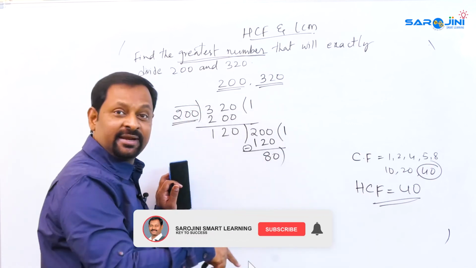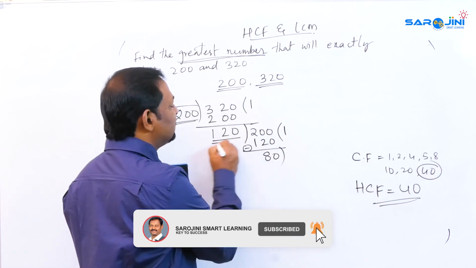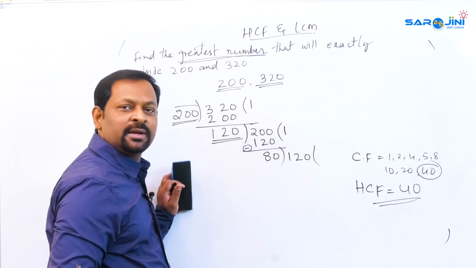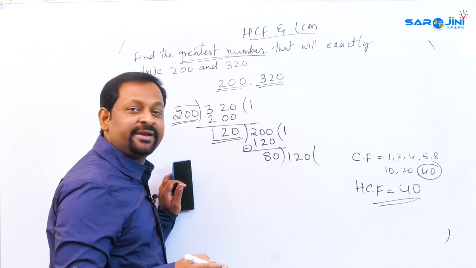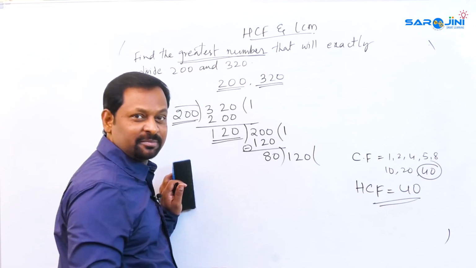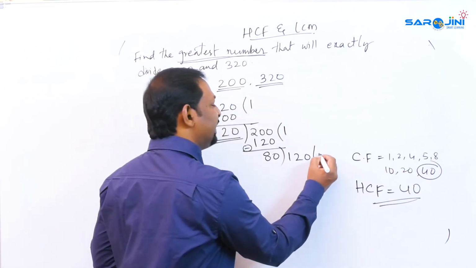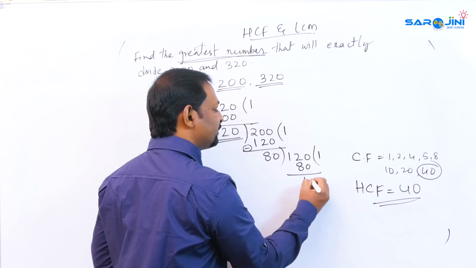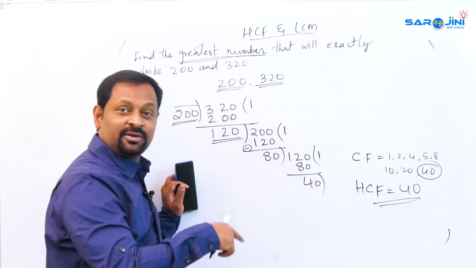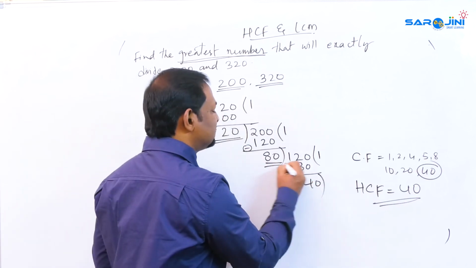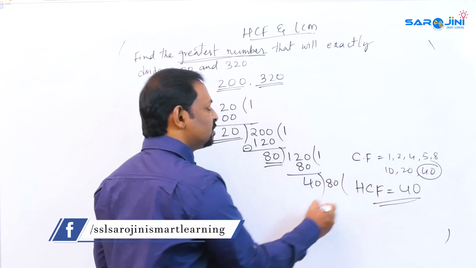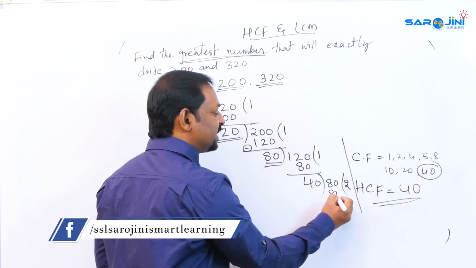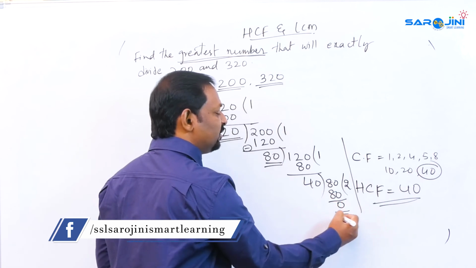Again a remainder came, so again bring down the divisor as the dividend, 120. Now in the 80 table, 80 ones are 80, 80 twos are 160, but here only 120 is there. So 80 ones are 80, and you are left with 40. Still you have a remainder, so again bring down this one, that is 80. So 40 twos are 80. Exactly, you got 0.